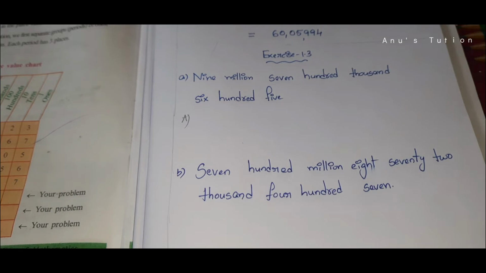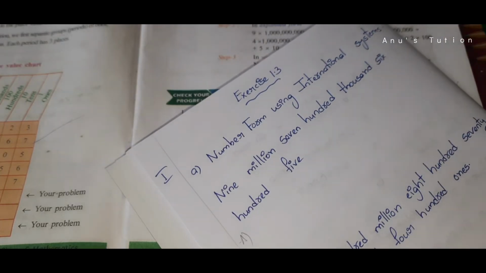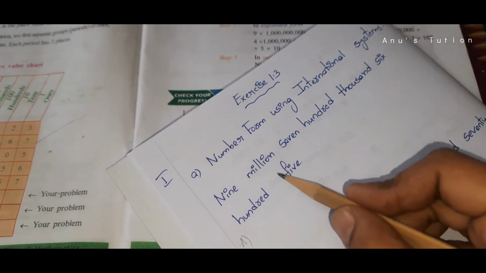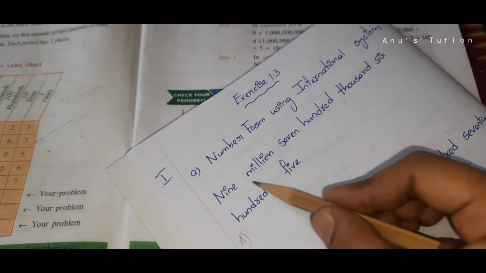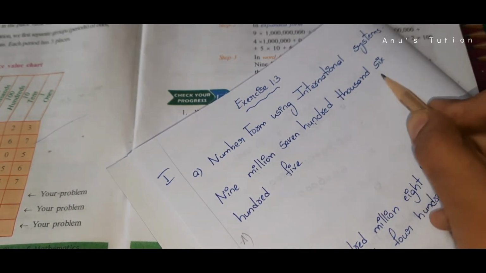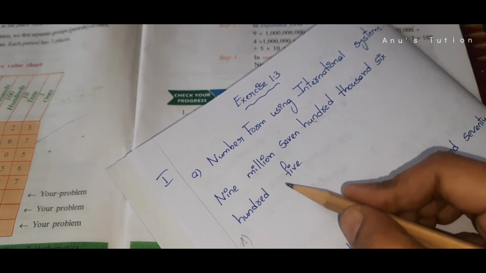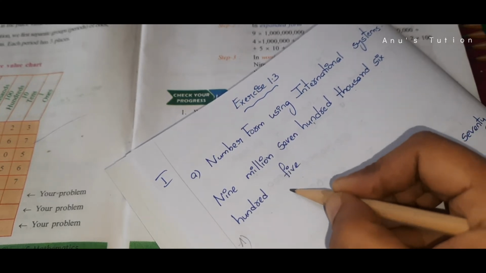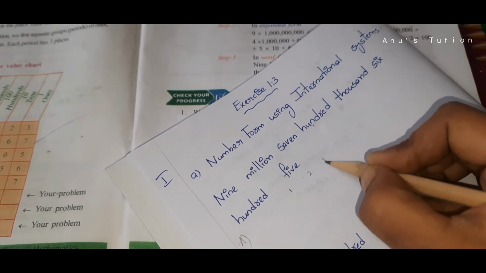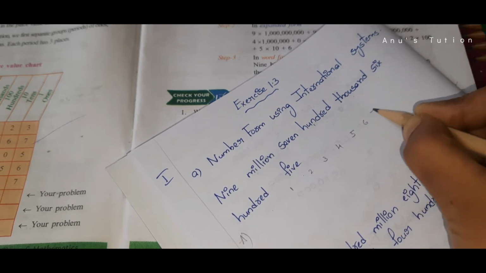First question, 9,700,605. Before that, the first step is to think about how many digits a million number has. 1 million is equal to 10 lakhs. In the first Roman, we have to write the given word form as a number form using the international system. For millions, how many digits will be there? It's a 7-digit number. First, you can write 1, 2, 3, 4, 5, 6, 7.